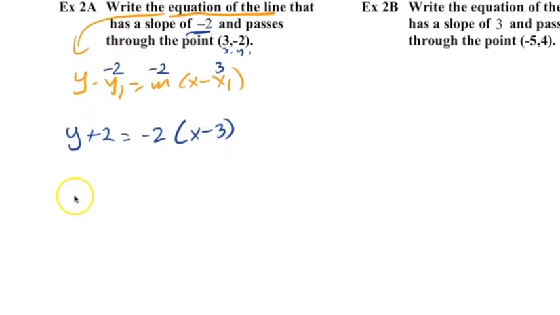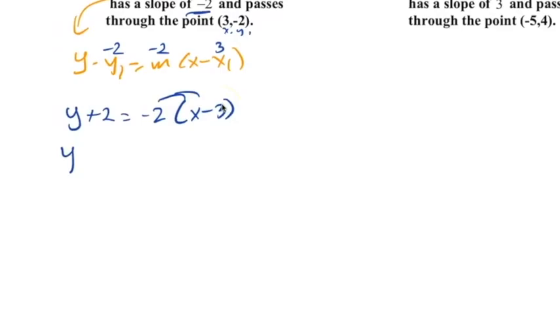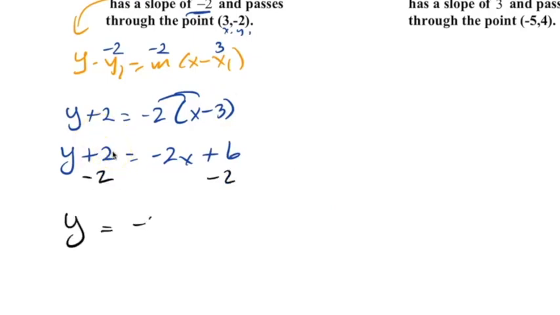So it's y plus 2 equals -2 times x minus 3. Next, let's simplify this. We get y plus 2 equals -2x plus 6. And what we're going to do is put it in slope-intercept form real quick. Let's get rid of this 2 from both sides. 6 minus 2, so y equals -2x plus 4. So I have it in slope-intercept form.